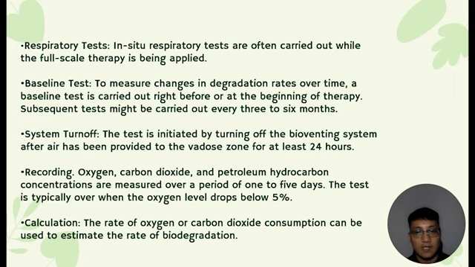System turn-off. The test is initiated by turning off the bioventing system after air has been provided to the vadose zone for at least 24 hours. For recording process, oxygen, carbon dioxide, and petroleum hydrocarbon concentrations are measured over a period of 1 to 5 days. The test is typically over when the oxygen level drops below 5%. And the last one is calculation. The rate of oxygen or carbon dioxide consumption can be used to estimate the rate of biodegradation.